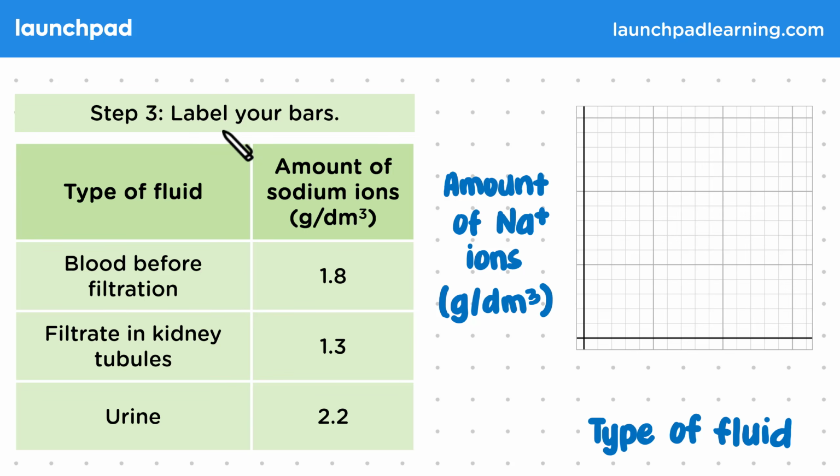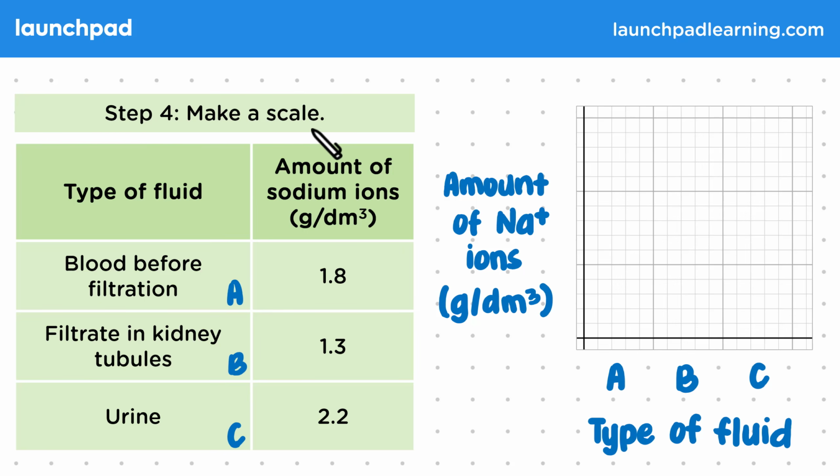Step 3, label your bars. Writing out each type of fluid is going to take up quite a lot of space, so we can label them instead. We're going to label them A, B, and C. Let's pop this onto the graph. If you do this, make sure that you write a key so that anybody looking at the graph knows exactly which one matches up to the type of fluid.